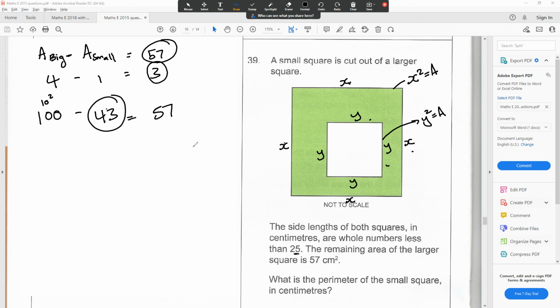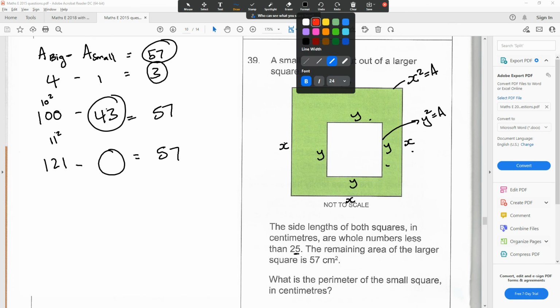So we got to think outside the box here. What if I went 11 squared? 11 squared will give me 121. 121 minus something is 57. What number is that? 121 minus 57 is 64.